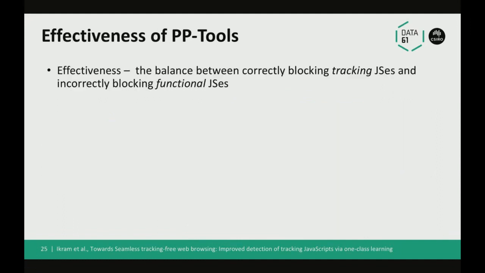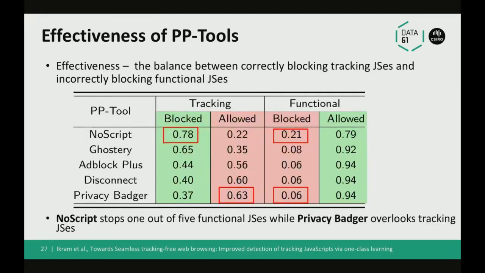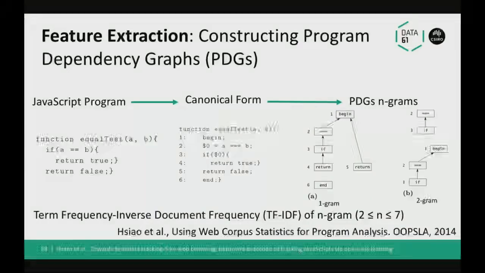Then we look into the effectiveness of privacy-preserving tools, which we define as the balance between correctly blocking tracking JavaScripts and incorrectly blocking functional JavaScripts. Here is a little breakdown of the effectiveness. We can see that NoScript, which has the highest true positive rate of 78%, blocks one fifth of the JavaScripts that are used for essential functionality. On the other hand, Privacy Badger, which has a very good false positive rate, allows a huge amount of tracking JavaScripts, and it overlooks a huge amount of tracking domains or JavaScripts.